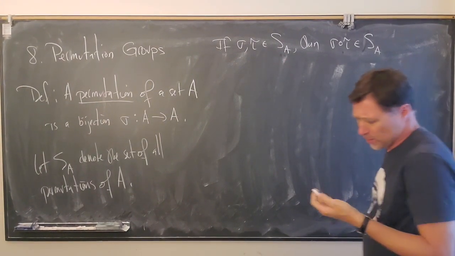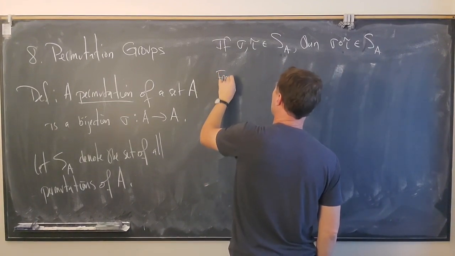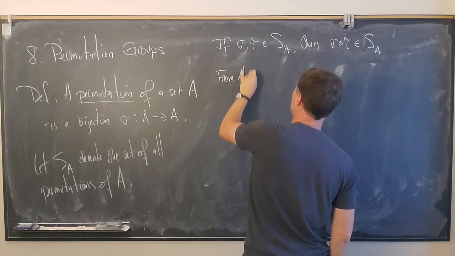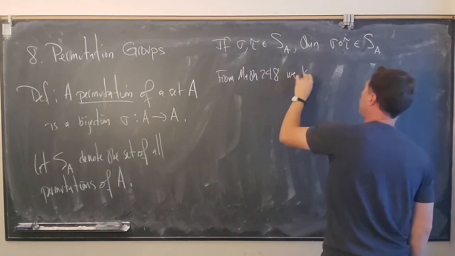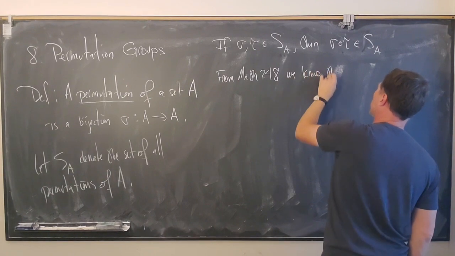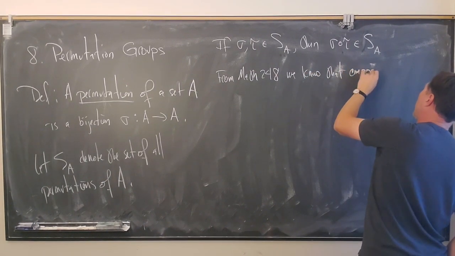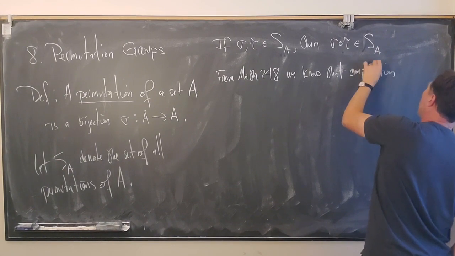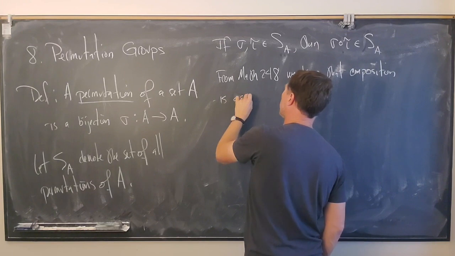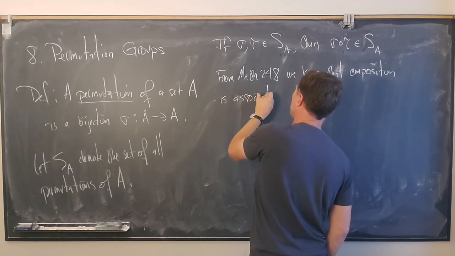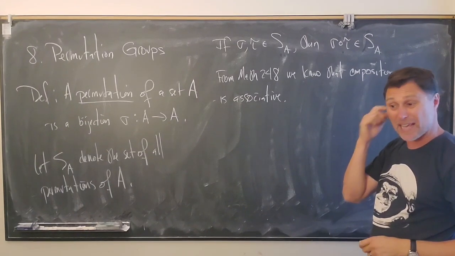We know that composition is associative, so from Math 248, we know that composition is associative. Okay, what else do we need? We need an identity.